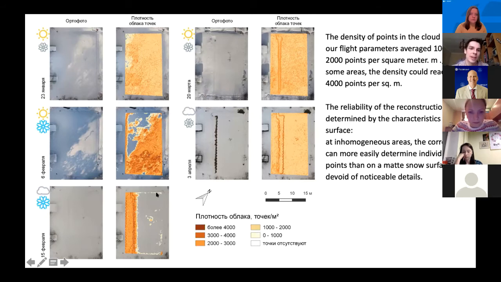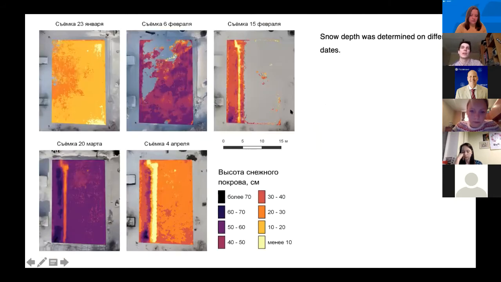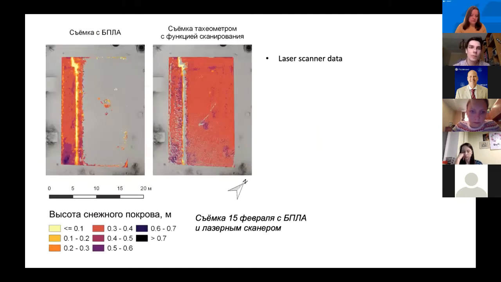So it sometimes made the photogrammetric processing difficult. But on other dates, it was almost perfect. And this is the final result. The snow depth was calculated, and as you can see, it was totally successful. Only 3 days of 5 attempts.